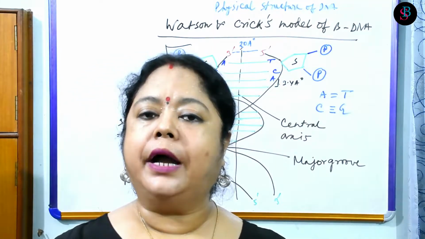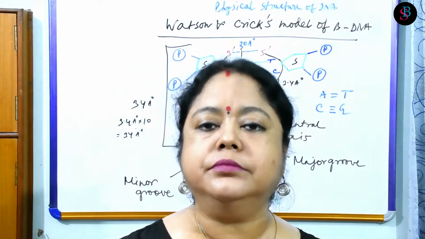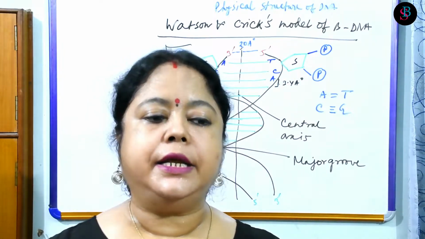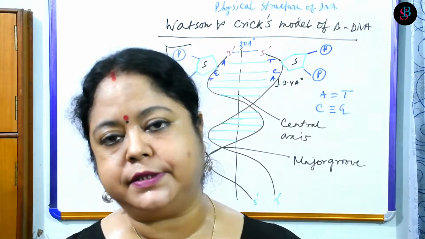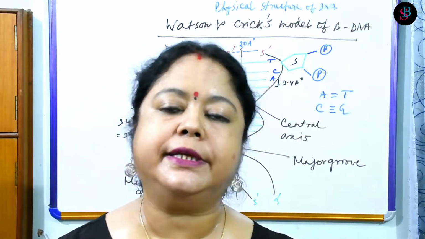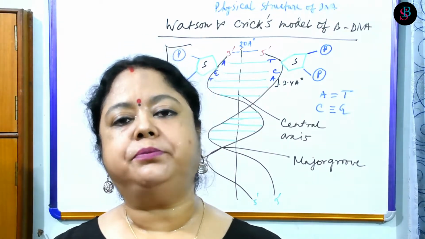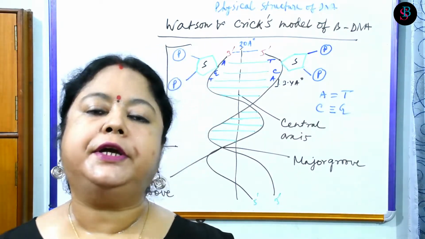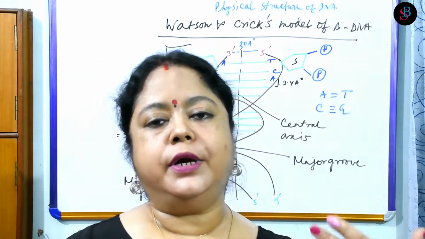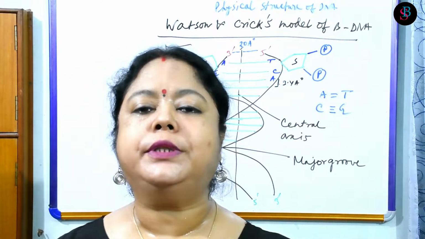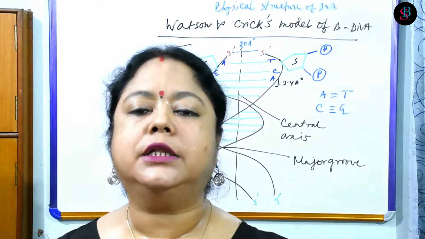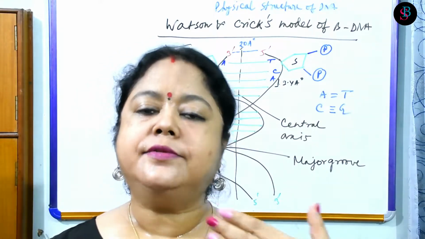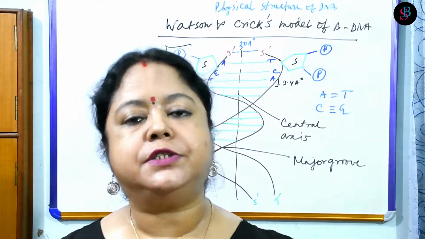And the next point is that the nitrogenous bases lie on the sugar phosphate backbone, and in between two nitrogenous bases there is hydrogen bonding. This hydrogen bond between A and T, that is adenine and thymine, is a double bond, and between guanine and cytosine it is a triple bond. So we know that a purine makes a bond with a pyrimidine. In AT, A is the purine and T is the pyrimidine. In CG, C is the pyrimidine and G is the purine.